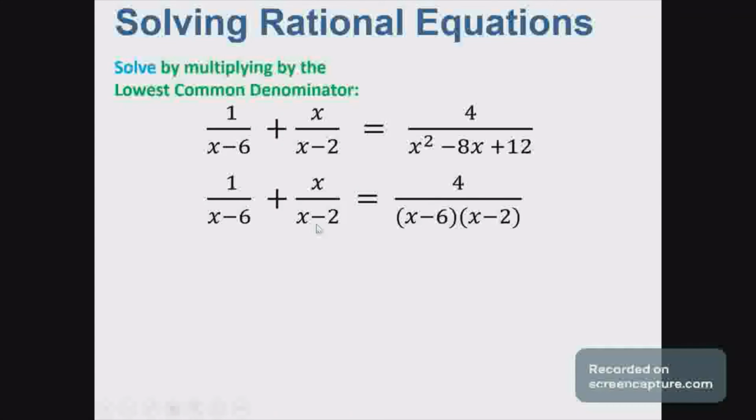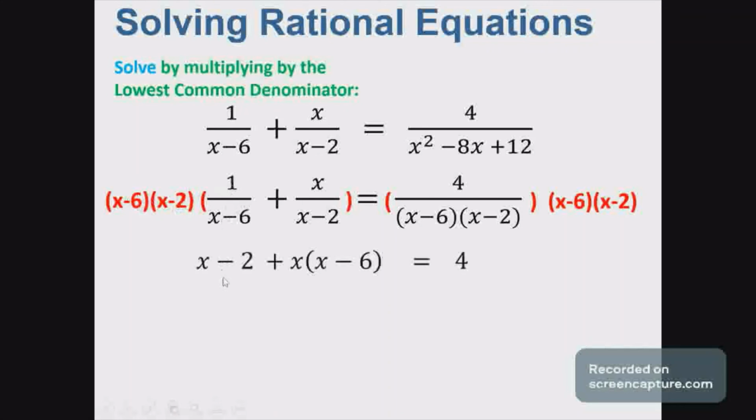This one only has x minus 2. This one has only x minus 6. But the lowest common multiple, the thing that all of these can go into, is this. So why don't we multiply both sides of the equation by that? That's our lowest common denominator. So multiply this side of the equation by that, and multiply this side of the equation by that. And now what happens when you do each of the multiplications? What cancels? Okay, in this first multiplication, the x minus 6 cancels, so we're left with just x minus 2. In the second multiplication, the x minus 2 cancels, so we're left with x times x minus 6, which we see here.